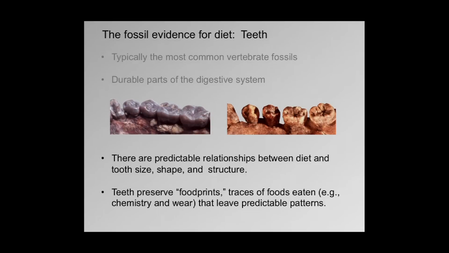Likewise, teeth preserve what you can call food prints. These are traces of foods eaten, like footprints in the sand, if you will. They're actual traces or records of what an individual ate in the past. The best examples of these are the chemistry of the teeth and the wear, the use wear of the teeth. And these leave predictable patterns too, we've established through studies of living primates between the pattern and the diet. So if we see the pattern in fossils, we should be able to infer something about the diet.